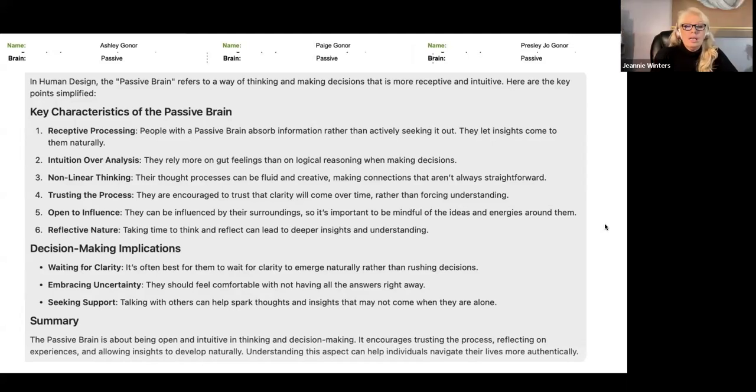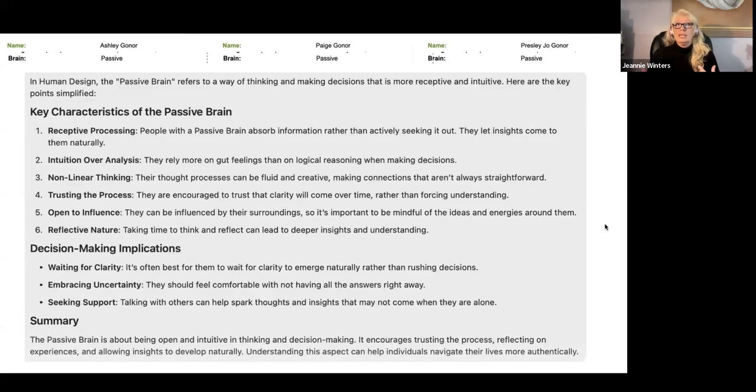You are non-linear thinking. Your thought processes can be fluid and creative, making connections that aren't always straightforward. Trusting the process, I totally get that on you. They are encouraged to trust that clarity will come over time rather than forcing understanding. Open to influence. You can be influenced by your surroundings, so it's important to be mindful of the ideas and energies around you. Reflective nature, taking time to think and reflect can lead to deeper insights and understanding. So that's who you are, and that is very much a feminine energy.